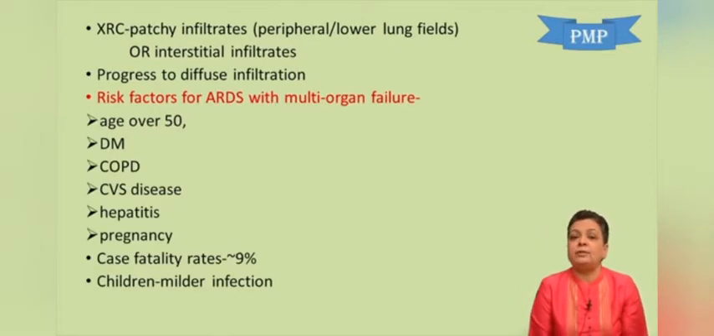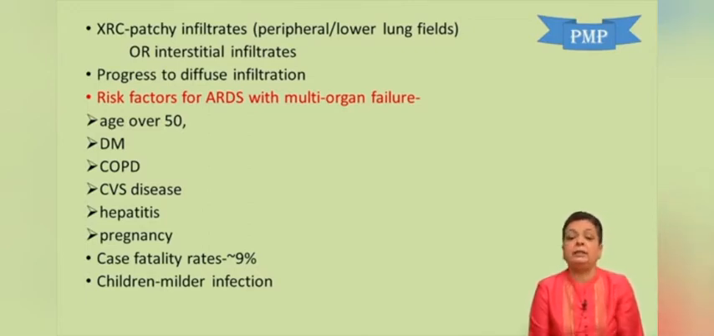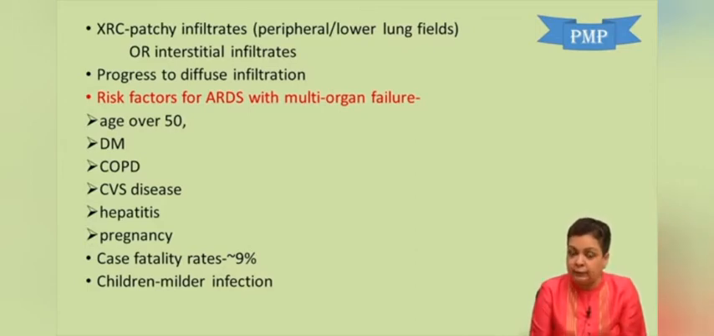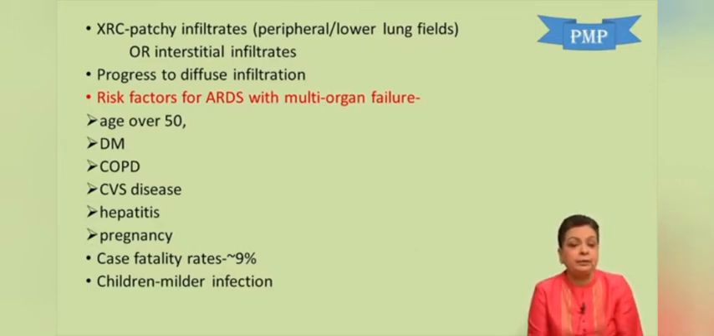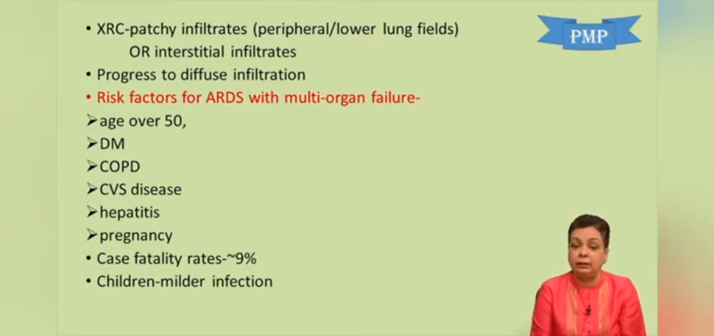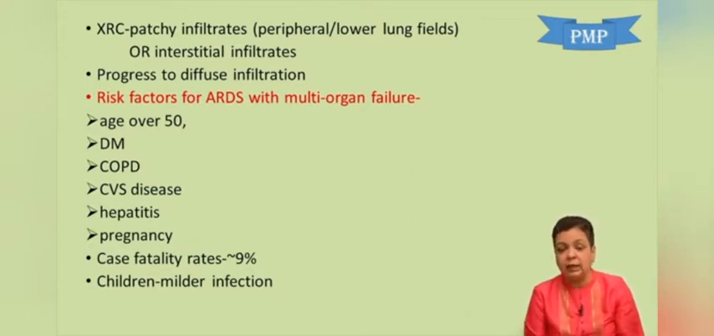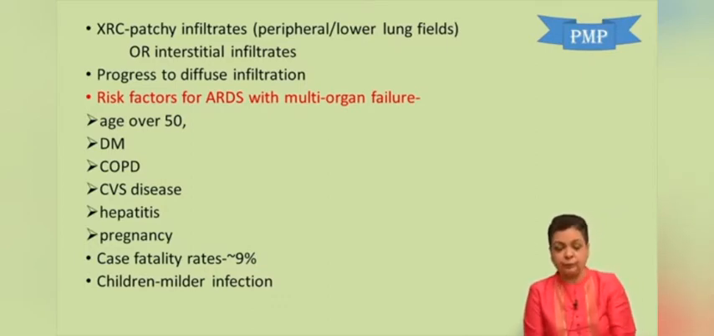Some individuals who have certain risk factors develop more severe disease, so they are at risk of developing acute respiratory distress syndrome with multi-organ failure. These risk factors are age over 50, diabetes, COPD, serious disease, hepatitis, and pregnancy. Such individuals would obviously develop multi-organ failure and death. The case fatality rate of SARS is about 9%, and it has been observed that children develop less severe disease.